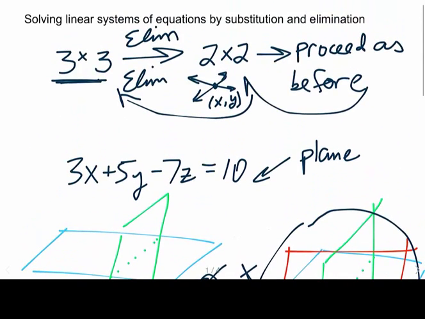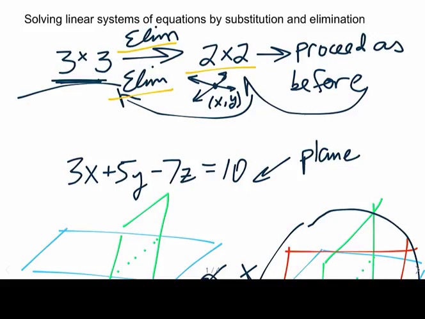So once again, our general strategy. Take a system that has 3 equations and 3 variables. Eliminate the same variable twice to get a 2 by 2 system, which we know how to solve based on previous information.